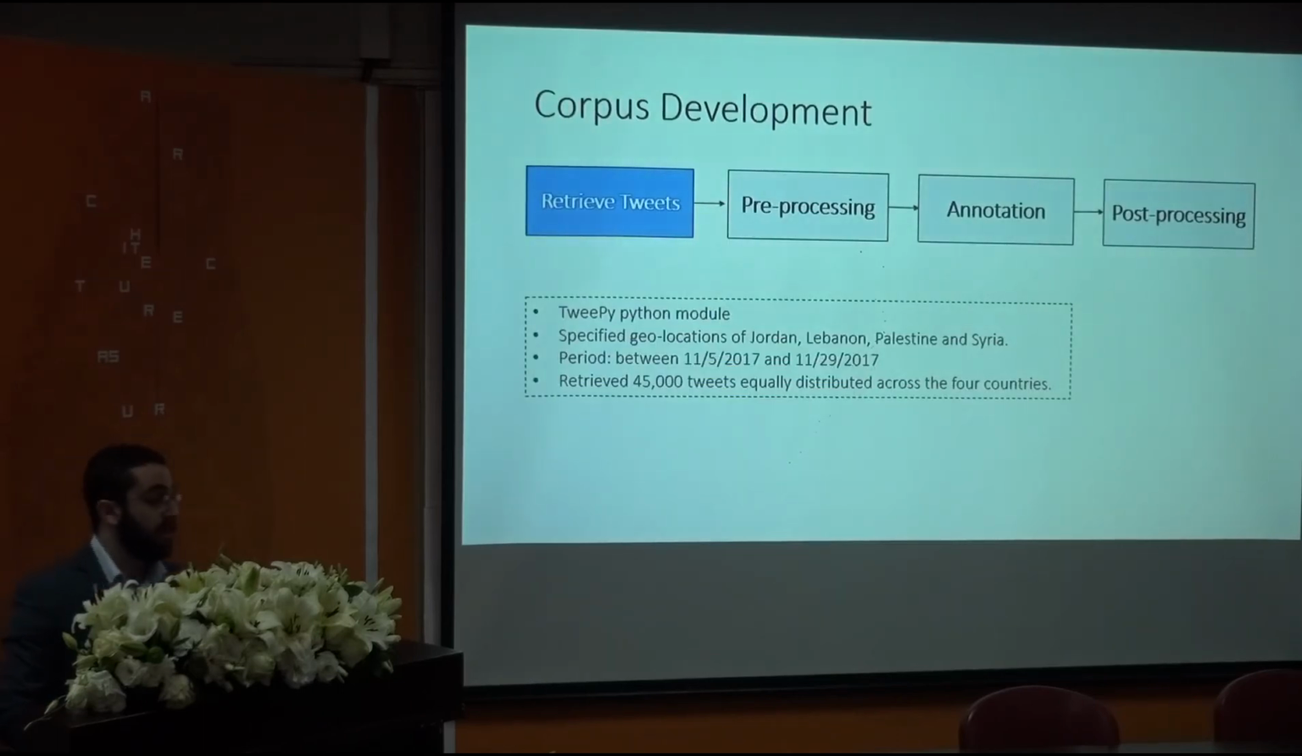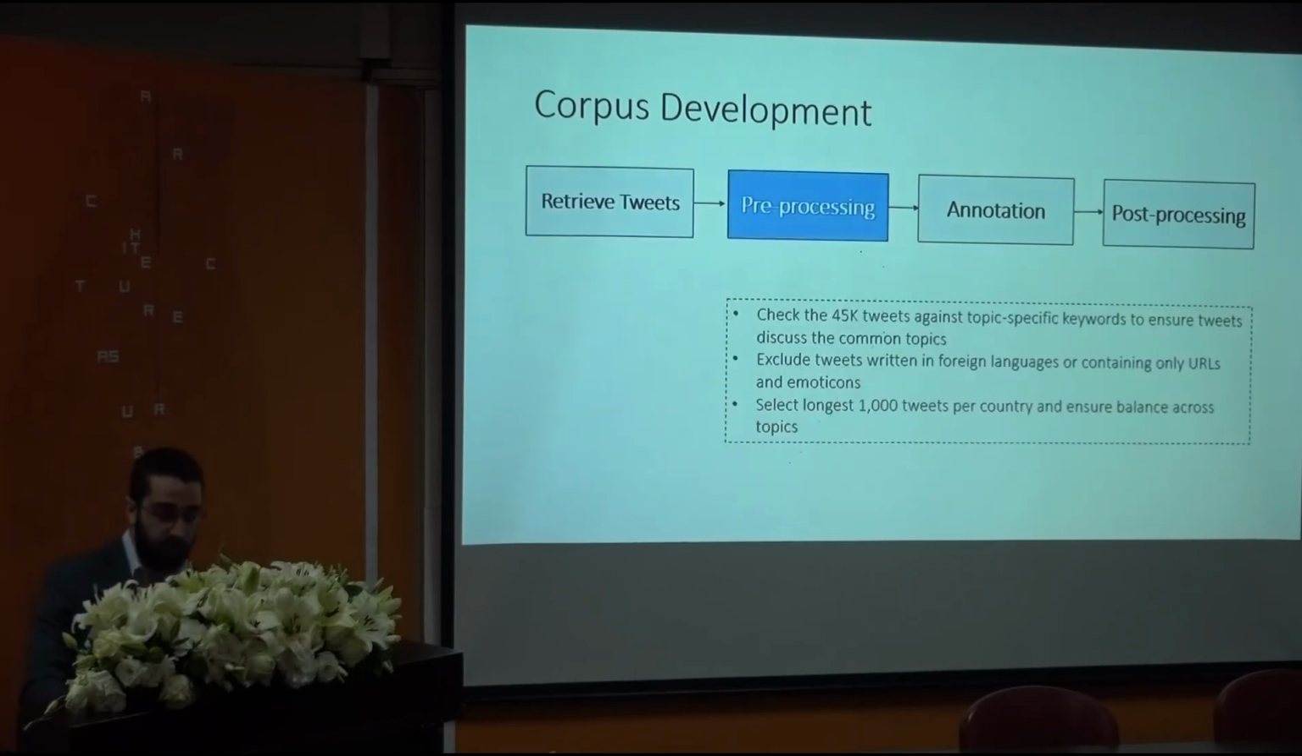Our corpus development was made up of 4 stages. First, the pre-retrieval. Second, the pre-processing phase. Third, the annotation. And finally, the post-processing. To retrieve tweets, we used a Python module. We specified the geolocations of Lebanon, Syria, Palestine, and Jordan, and started retrieving tweets on the 5th of November and ended on the 29th of November. We retrieved about 45,000 tweets, equally distributed across the 4 countries. This is about 12,000 per country.